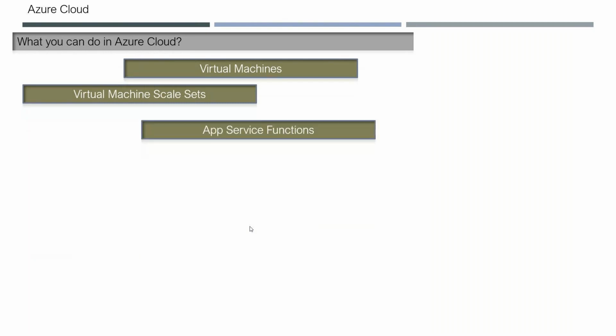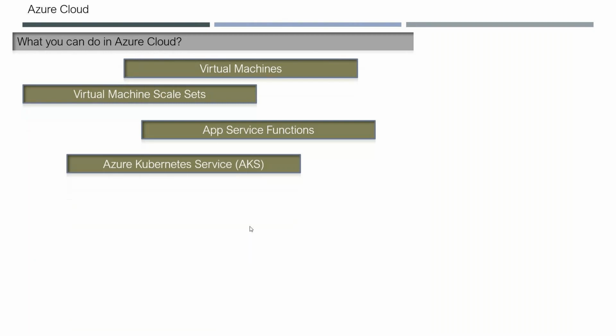Okay, you can create the app service functions. Okay, you can deploy your mobile apps, or you can deploy your web apps, you can deploy your APIs, etc. Those are app service functions. Classic, it comes under platform as a service mostly.